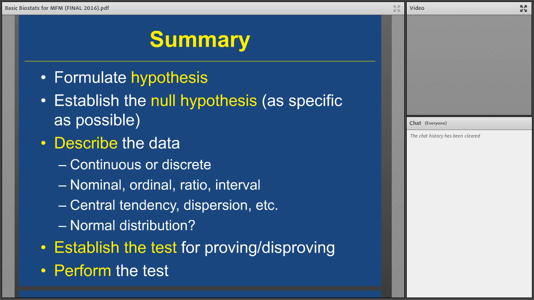So nearing the end here, just summarizing what we talked about today in terms of how we approach the data when we get it. We're going to formulate a hypothesis, establish our null hypothesis, be as specific as possible with that, and describe the data, continuous or discrete, using the four groups of data that we might see. Then looking at the central tendency: are we going to use mean or median, and the dispersion around it? Is our data normally distributed? And then using those descriptions, establishing the right test for proving or disproving, and then performing the test.